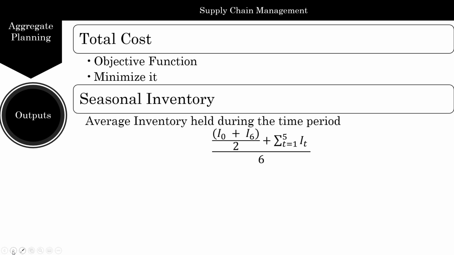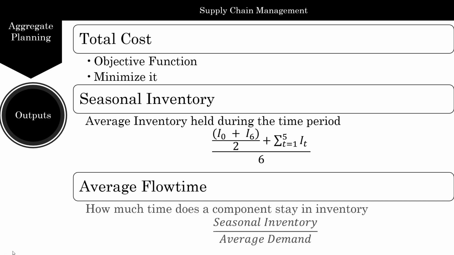We want to calculate our seasonal inventory, which is the average inventory held during the time period. And here we're using this formula to create a weighted average. This is the beginning inventory before the time period starts, ending inventory at time period 6. We take the average of those two, and then we add up the sum of the middle inventories and we divide it by the total number of time periods. So remember that if this is not 6 time periods and if this is 12, then this will be I0, I12, t is equal to 1 to 11, and there will be 12 time periods here.